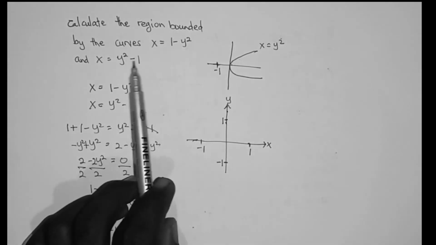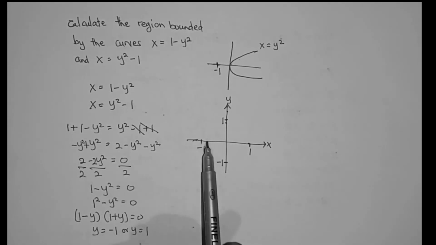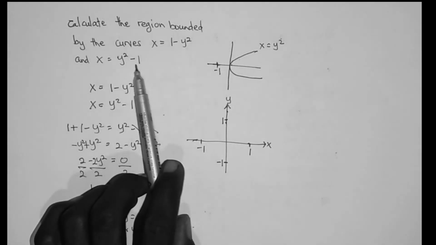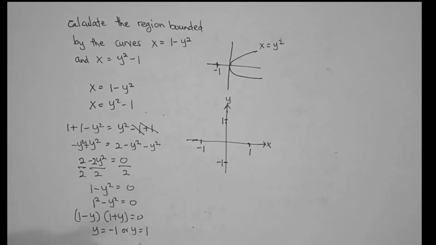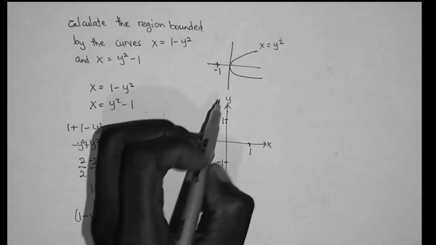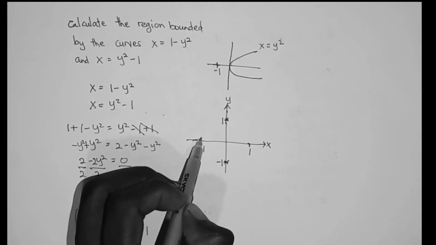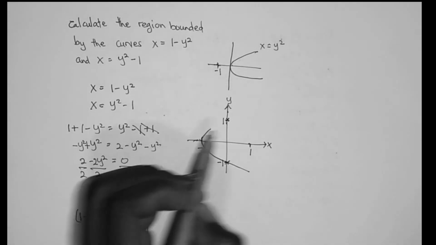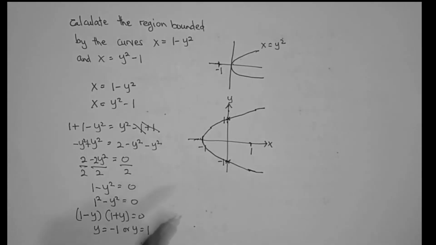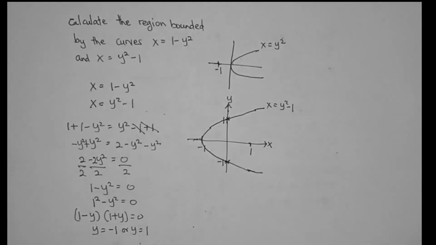So we are going to shift this curve on the x-axis. It has been shifted by minus 1. So let's shift it to the left by 1. If we shift it to the left by 1, remember that the limit is minus 1 and 1, which means the curve must pass through this point. So therefore, it will look like this. This is our curve x equals y squared minus 1.